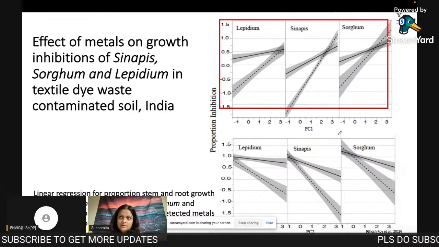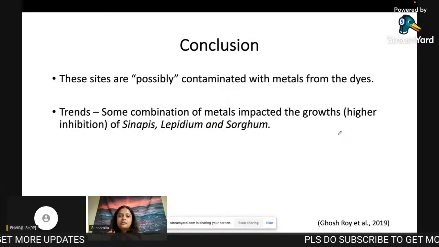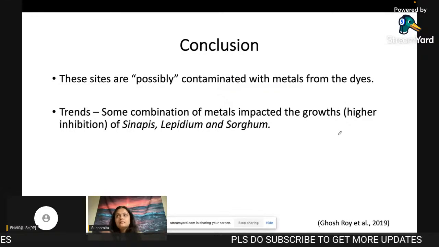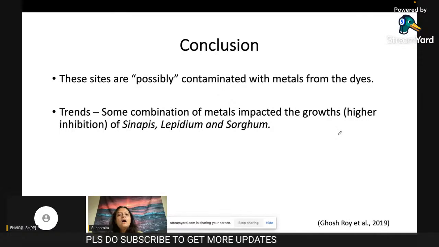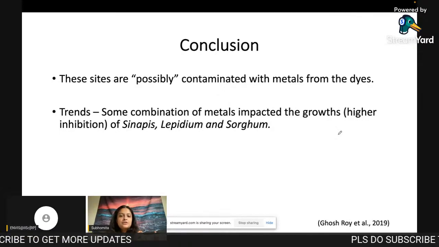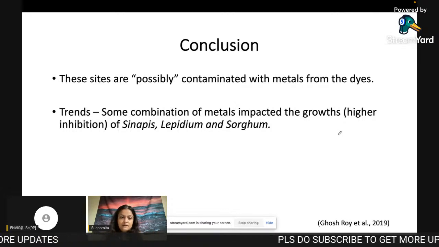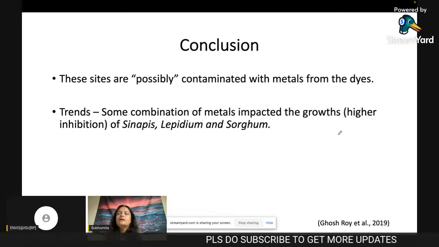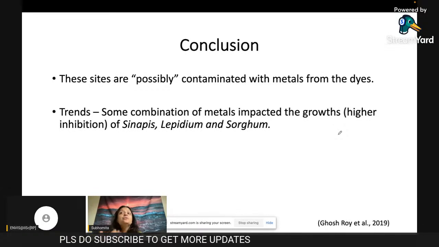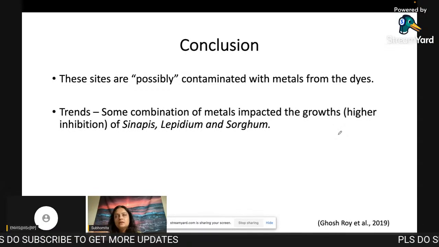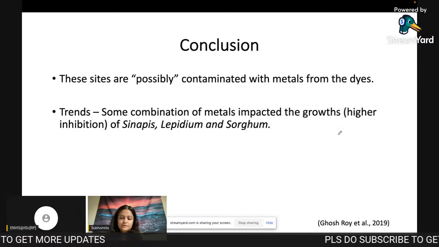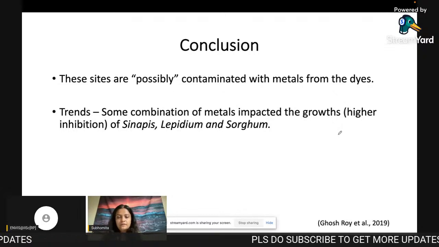So, although this was a pilot study and these were very preliminary results, possibly these soils or these sites are contaminated with these dyes. It also tells us that these combinations of metals being dumped there are giving us a response from these bioindicators. This trend obviously needs to be investigated further, to understand why we see that kind of trend.